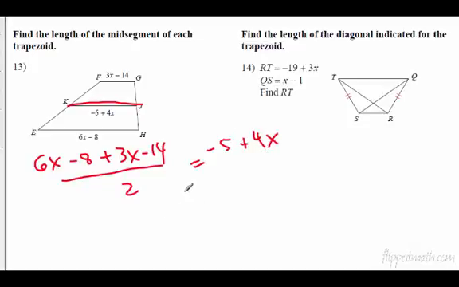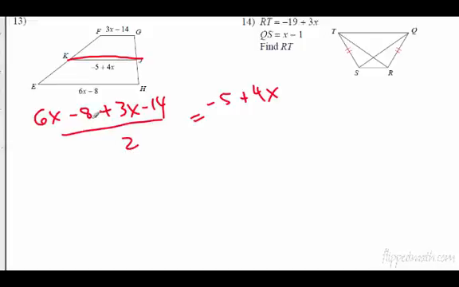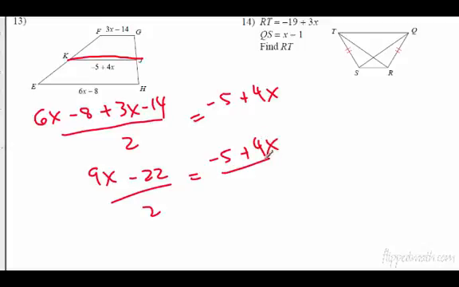All right, so now we have a little combining of the like terms to go on. So 6x and 3x is 9x. We got negative 8 and a negative 14. That's minus 22 all over 2. That'll equal negative 5 plus 4x. Remember, we throw that over 1 and we cross multiply now.